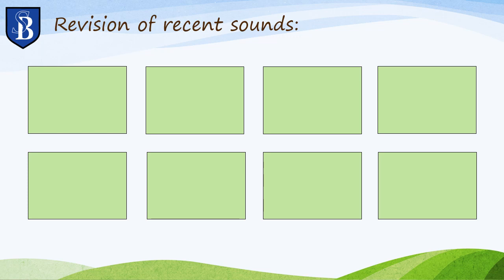You might notice that our revision boxes are a different colour today. They are green instead of blue because we're going to be thinking about some high frequency words that we're learning to read by sight instead of those digraphs that we thought about earlier in the week.